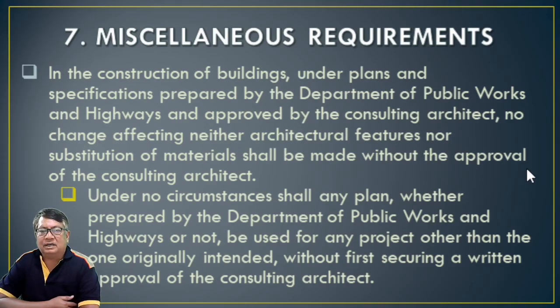In the construction of buildings under plans and specifications prepared by the Department of Public Works and Highways and approved by the consulting architect, no change affecting architectural features, nor substitution of materials, shall be made without the approval of the consulting architect or the structural engineers or the civil engineers, and of course with the coordination with other professions like electrical engineers, mechanical engineers, and even computer engineers. So under no circumstance shall any plan, whether prepared by the Department of Public Works and Highways or not, be used for any project other than the one originally intended without first securing a written approval of the consulting architects.